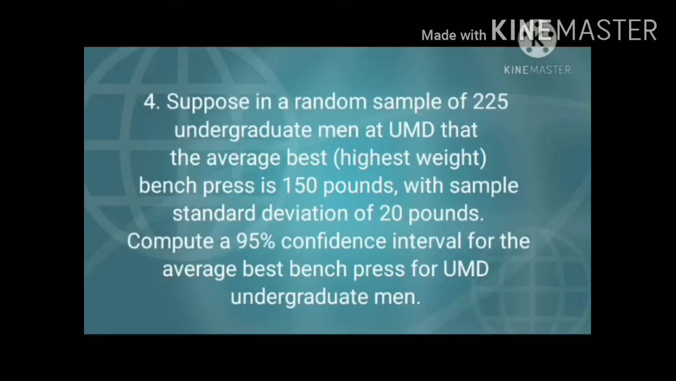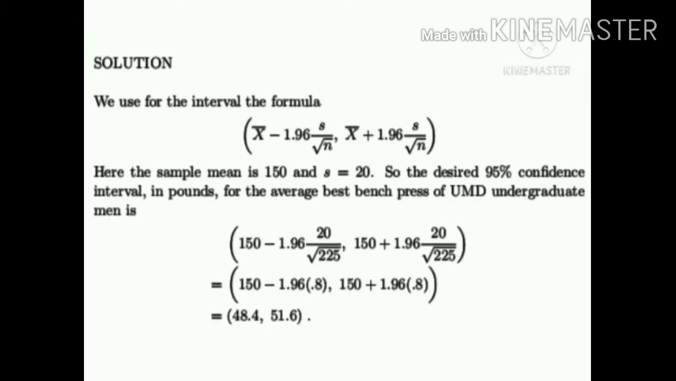Suppose a random sample of 225 undergraduate men at UMD shows that the average best bench press is 150 pounds, with a sample standard deviation of 20 pounds. Compute a 95% confidence interval for the average bench press for UMD undergraduate men. Here we have our solution.